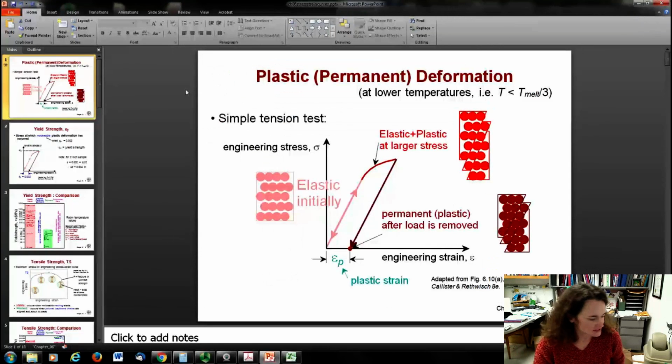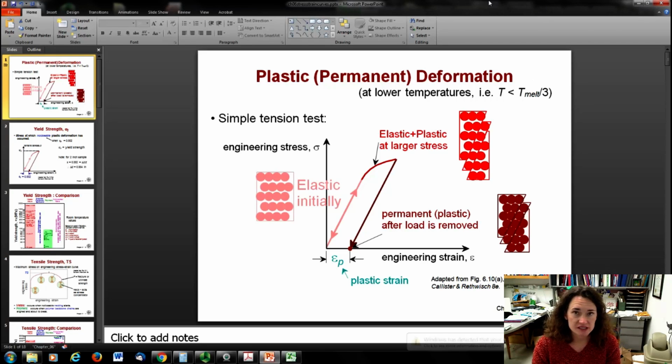Hi. The next topic in Chapter 6 is plastic deformation. Now, of course, this is defined as the permanent deformation of the material. In other words, you stretch the material out, and then atoms move around, there's slippage in the planes, and things don't go back to the way they were before when you release the load. There's a few things that we want to define here. First of all, today I'm going to be talking about this plastic or permanent deformation at lower temperatures.